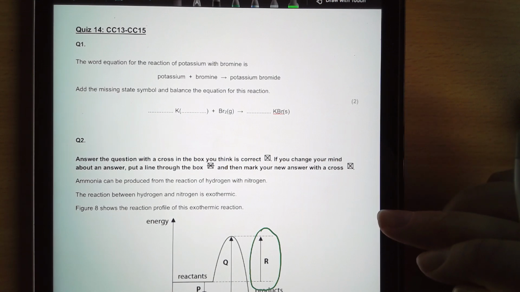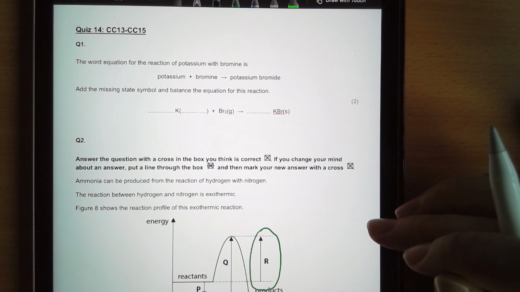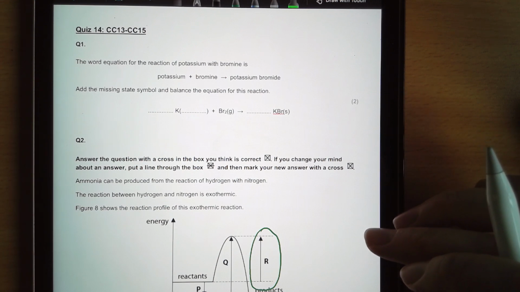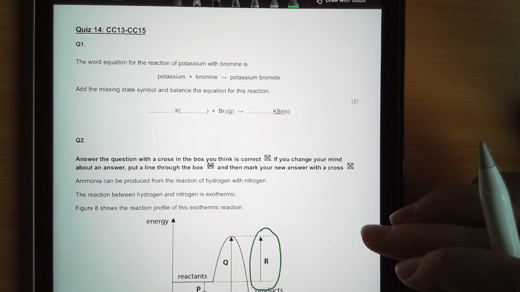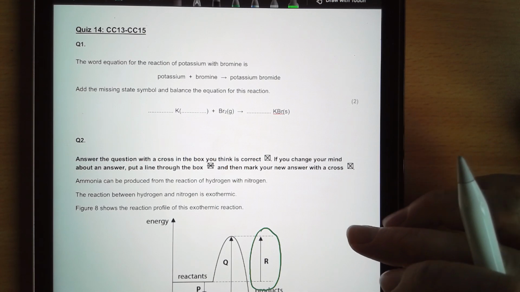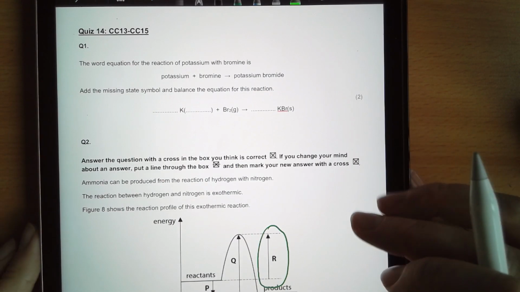I'm not going to go through every question because a lot of these questions have featured either on previous videos or in previous quizzes. I'm just going to do the questions that I think you might struggle with most and those where the mark scheme maybe isn't quite as helpful.